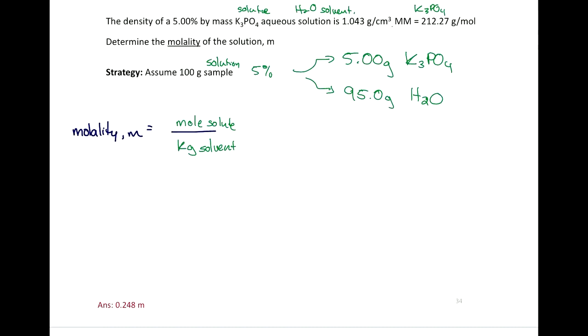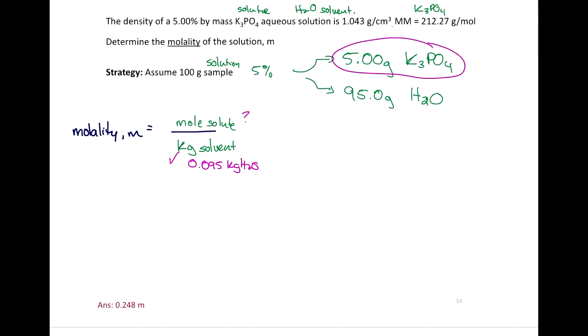Okay, do we have one of these already? Yeah, basically. We have the denominator, right? We know how many kilograms of solvent we have. We have 95 grams of water, so it's going to be 0.095 kilograms of water in this 100-gram sample. All right, so how do you think we'll get the numerator? I know that I have 5 grams of solute, so we'll use the molar mass that was given or that we can calculate ourselves, and convert grams of that solute to moles of that solute, and that's what's going to go in the numerator.